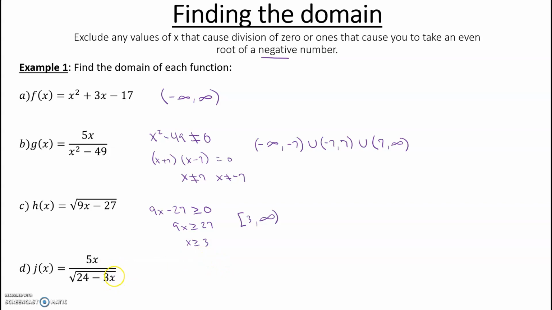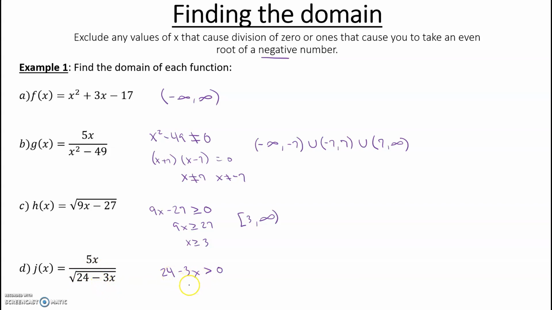Here we got a double whammy. We have a denominator and a square root. So remember, you can't have a 0, right? So we don't want this to equal 0. And you can't have a negative that you take the square root of, so we also can't have it to be negative. So we need this to be greater. 24 minus 3x has to be greater than 0, right? It can't equal 0 because then we'll have a 0 in the denominator. And it can't be negative because then we'll have the square root of a negative number.